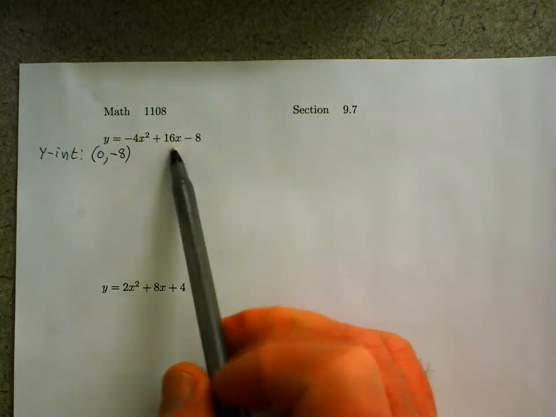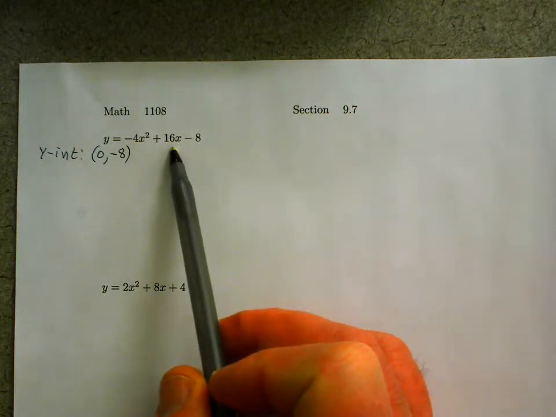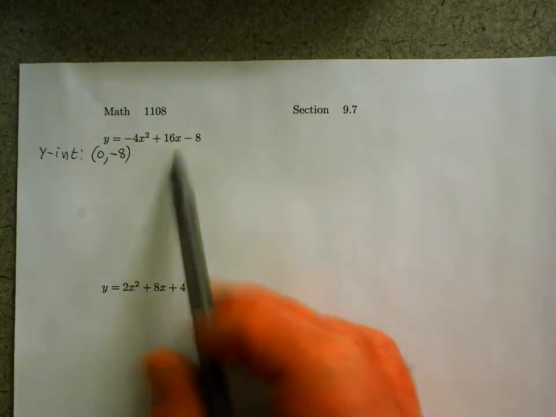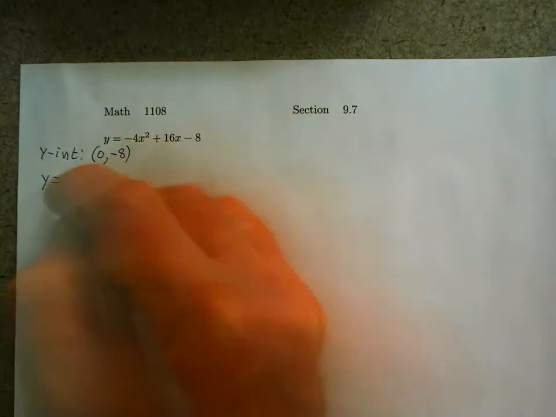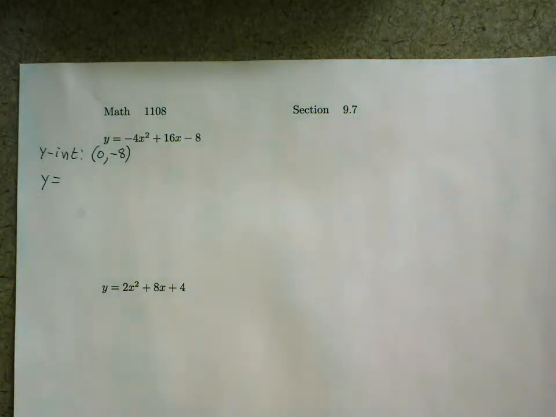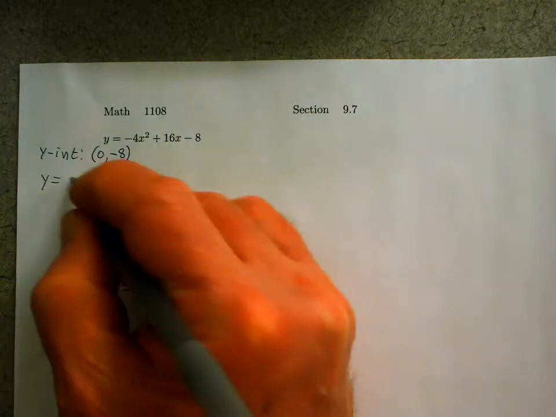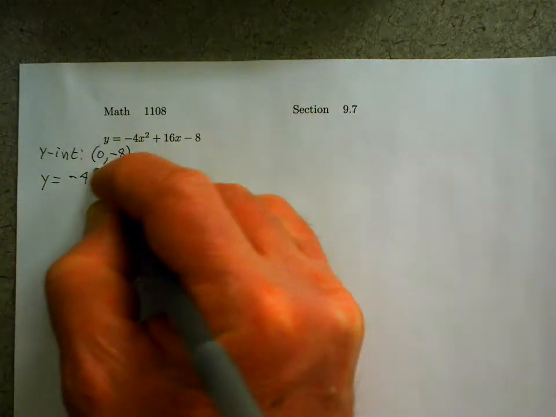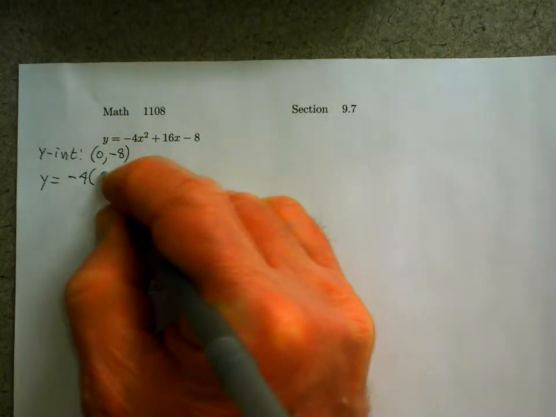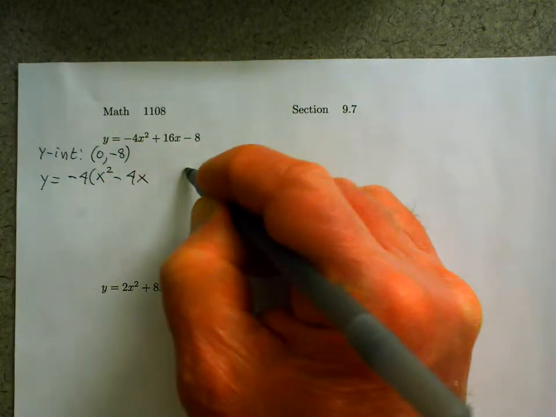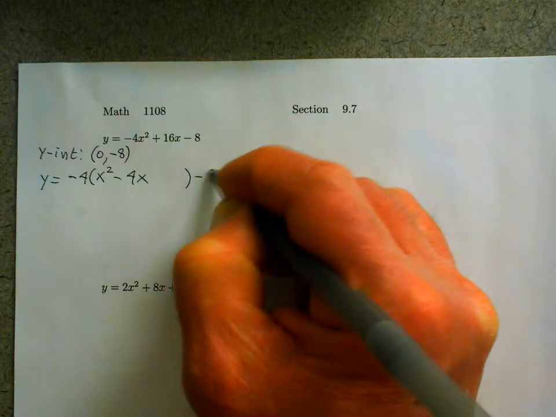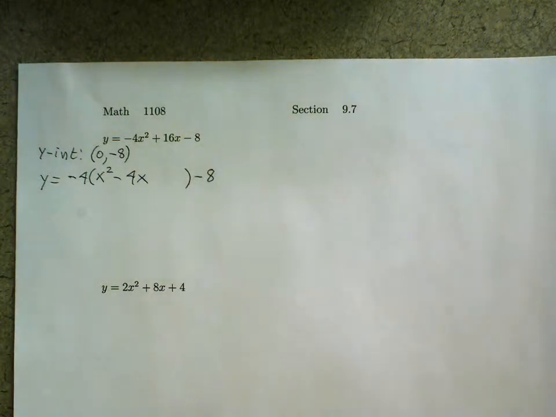All right, let's get it into vertex form in 4 steps. So in step 1, factor negative 4 out of the x squared term and the x term. So we have negative 4 times the quantity x squared minus 4x. And then leave the minus 8 on the outside.